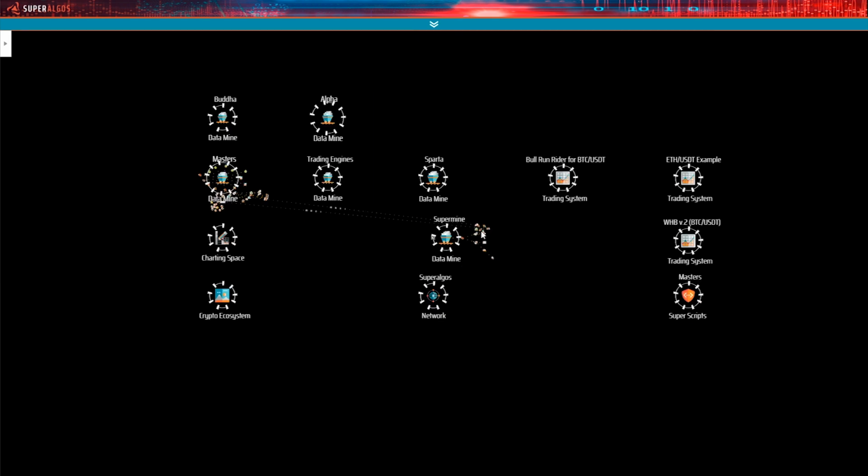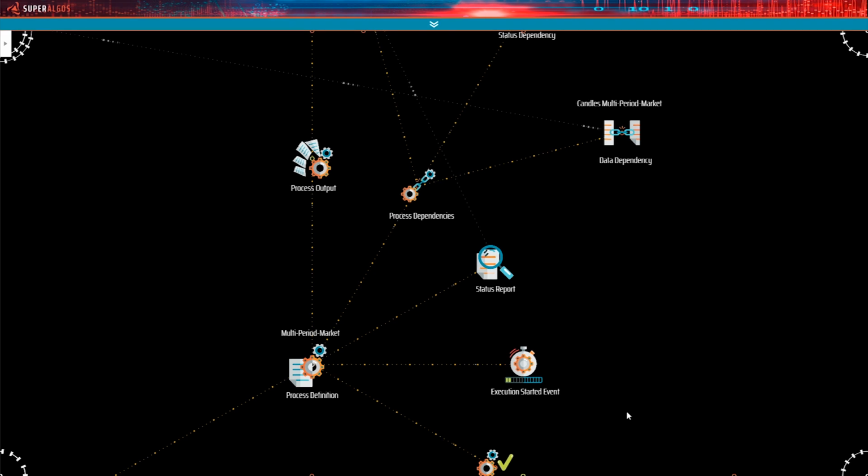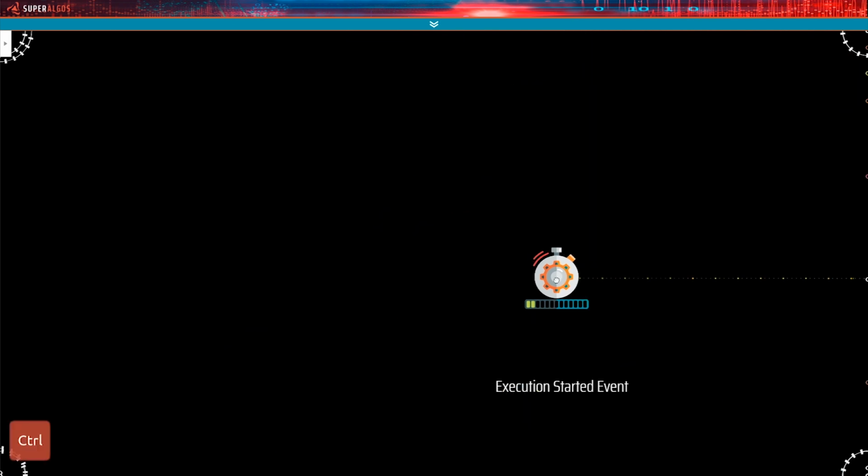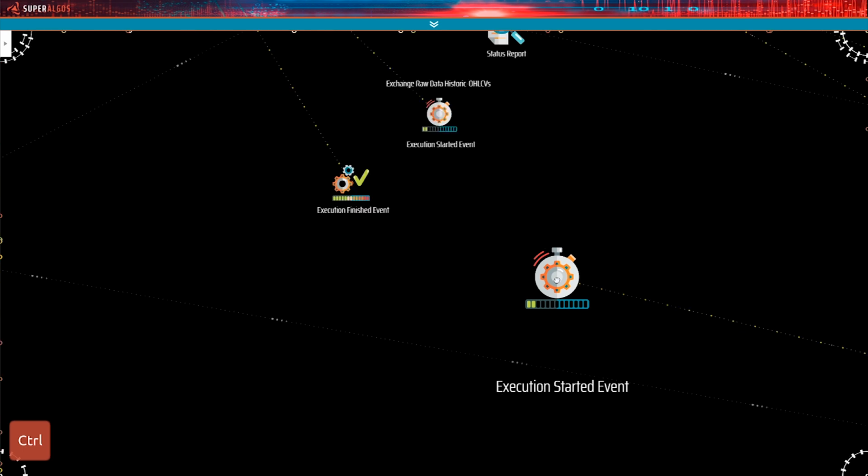The execution started event will reference the execution finished event of the multiperiod market process of candles volumes. This is how our indicator knows when to start processing: when candles volumes finishes its job.